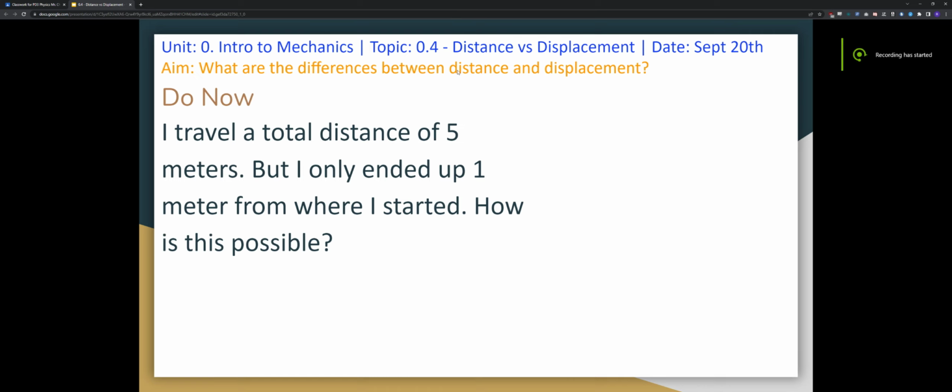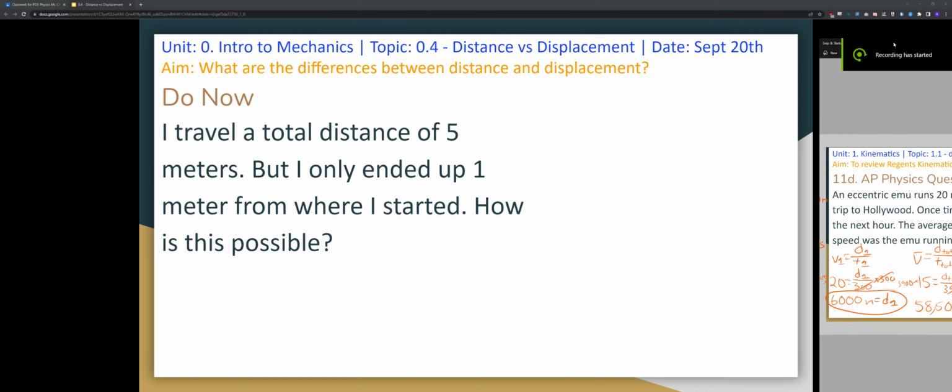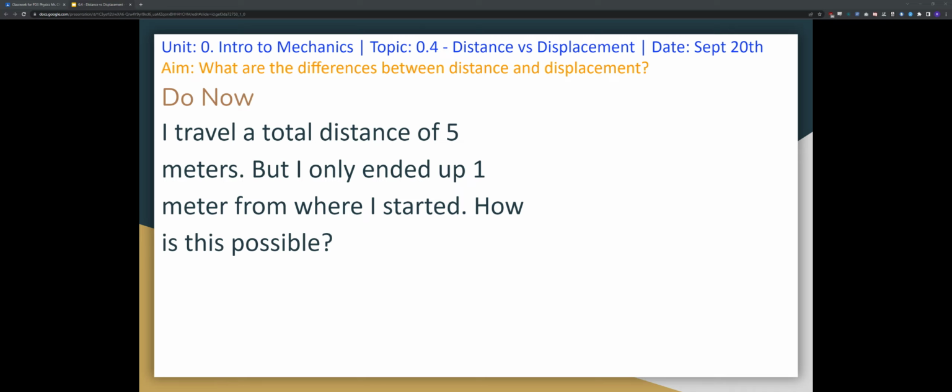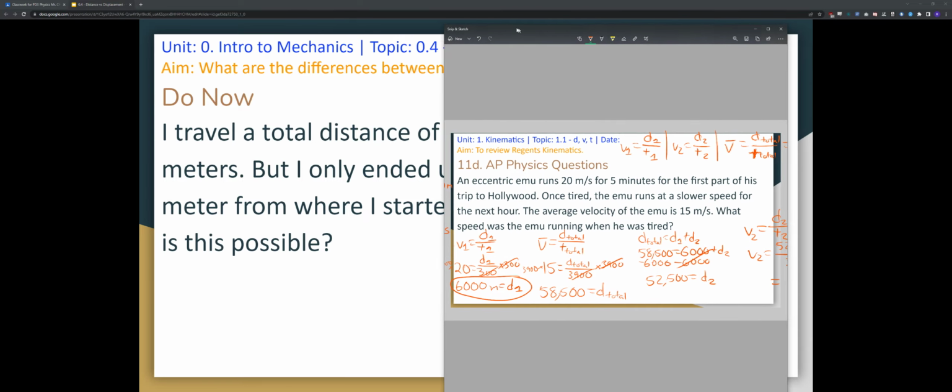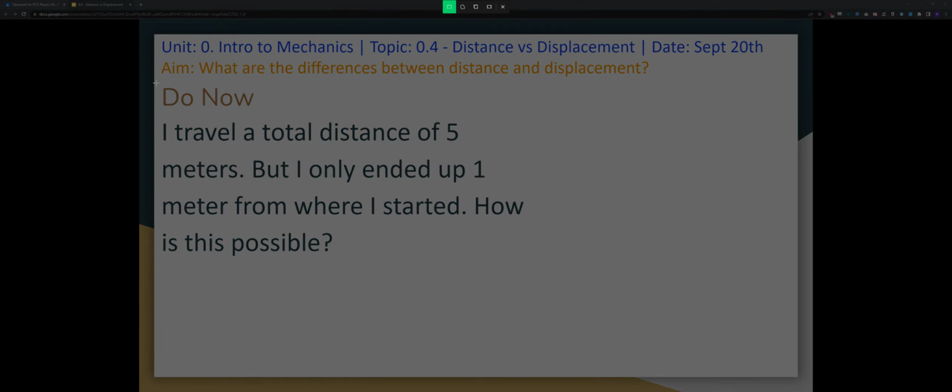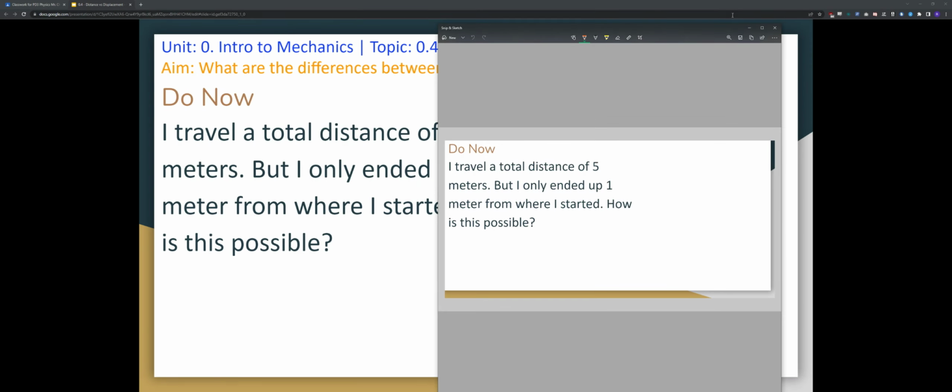All right, I want to go over distance versus displacement again because the period was cut short. I do want to make sure people understand everything that's going on here. All right, so let's take a look at this do now question.